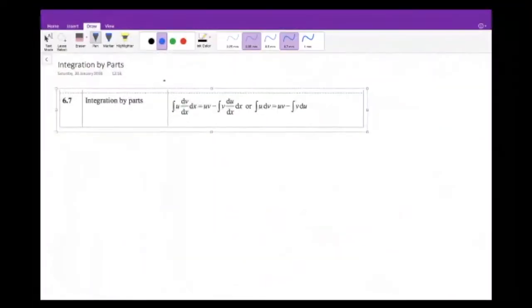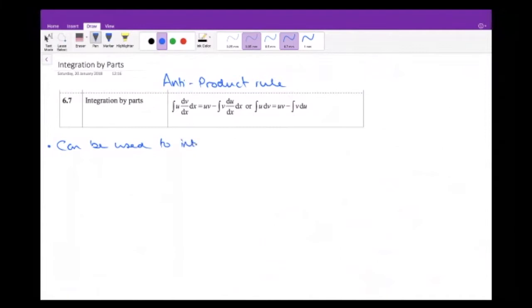This is basically the anti-product rule, in a sense, okay? The best thing about this is it can be used to integrate functions with asymptotes, or integrate, I'm going to call them non-integrable functions.